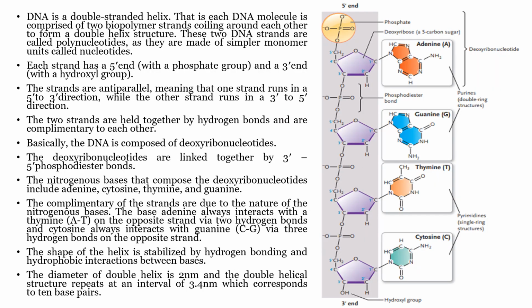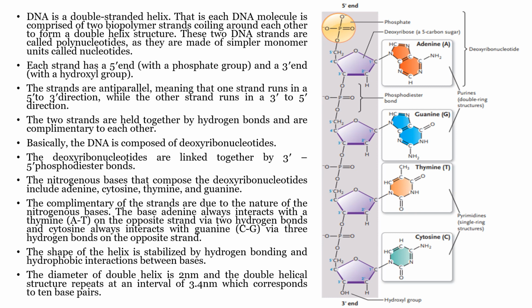DNA is a double-stranded helix, that is, each DNA molecule is comprised of two biopolymer strands coiling around each other to form a double helix structure. These two DNA strands are called polynucleotides as they are made up of simpler monomer units called nucleotides. Each strand has a 5' end with a phosphate group and a 3' end with a hydroxyl group.